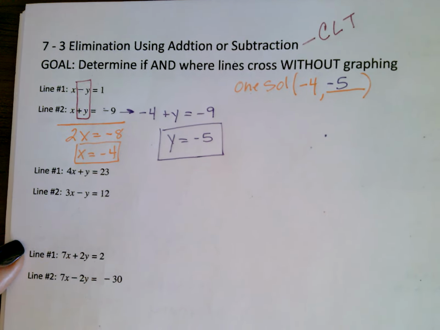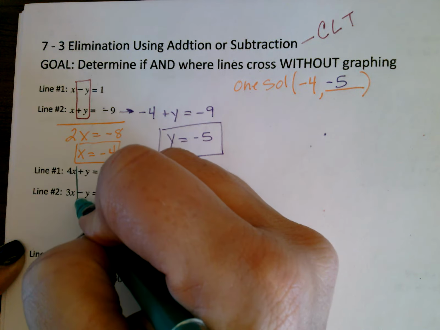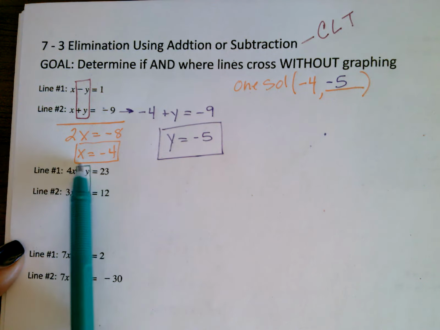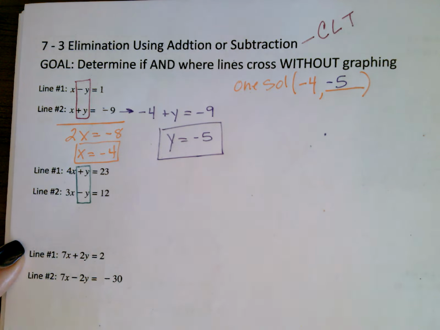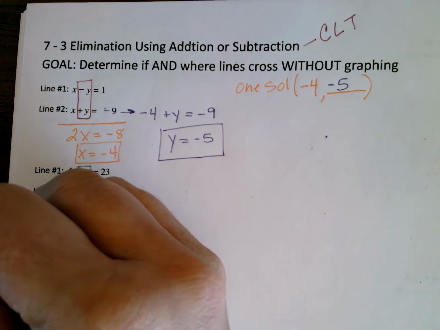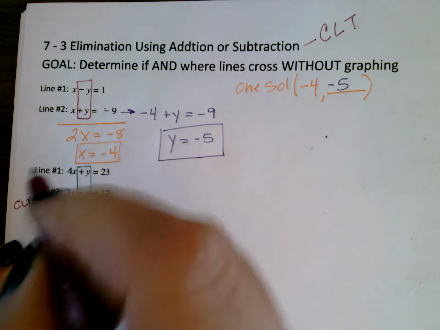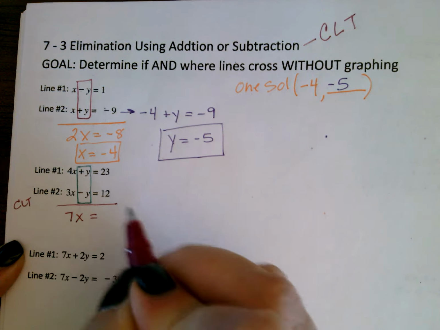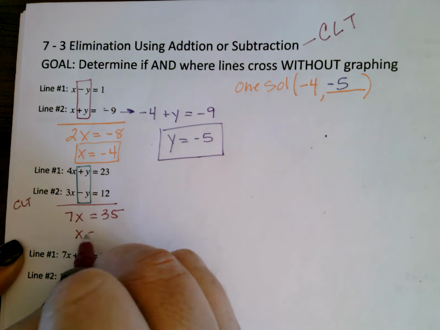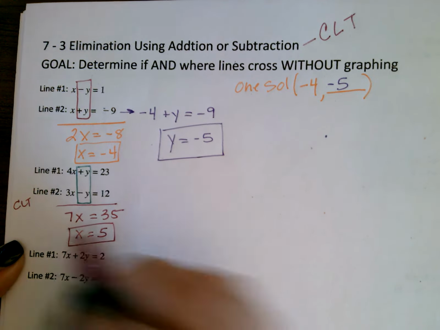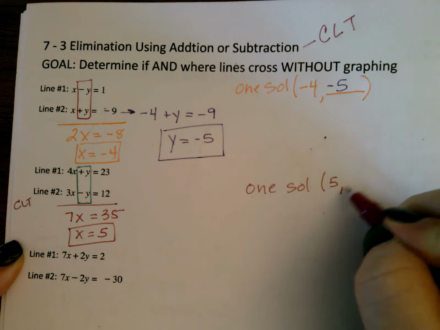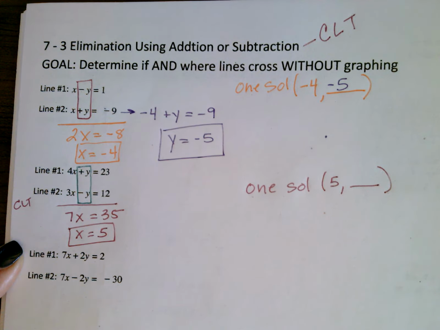Looking at the next equation, I am looking for a set of opposites. What do you know? We have our y's being opposite. I have one positive and one negative. When I combine my like terms, I would have a total of 7x's equals 35. Therefore, x equals 5. One solution where x is 5.